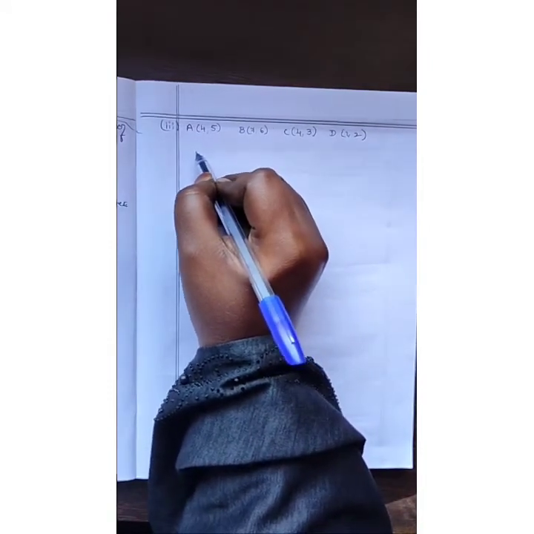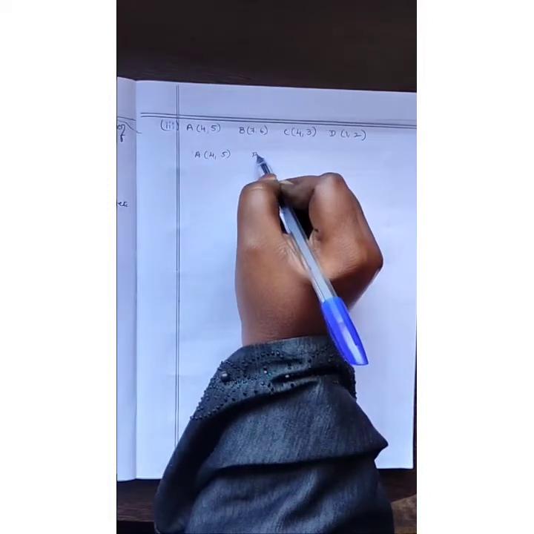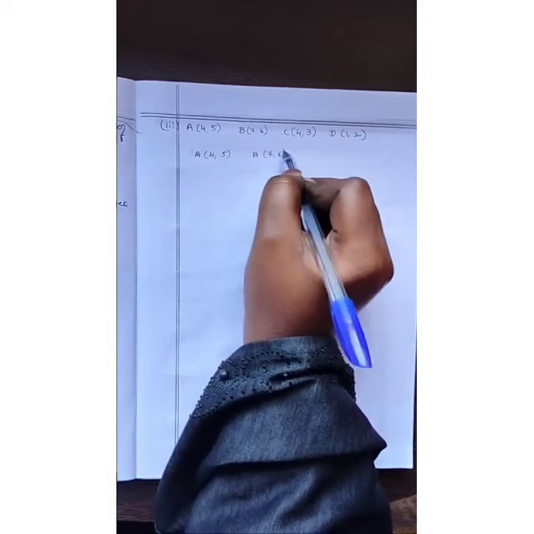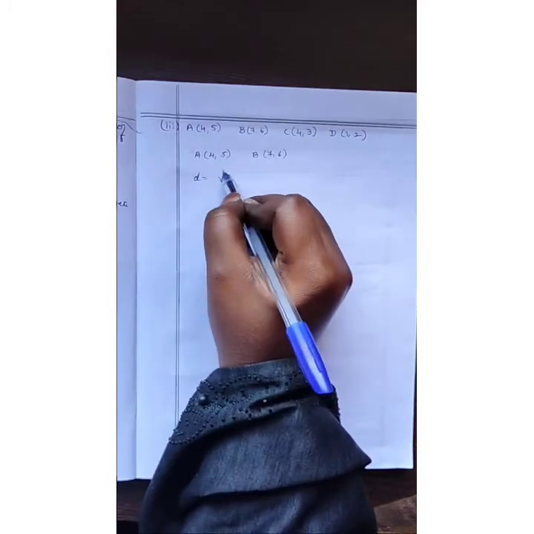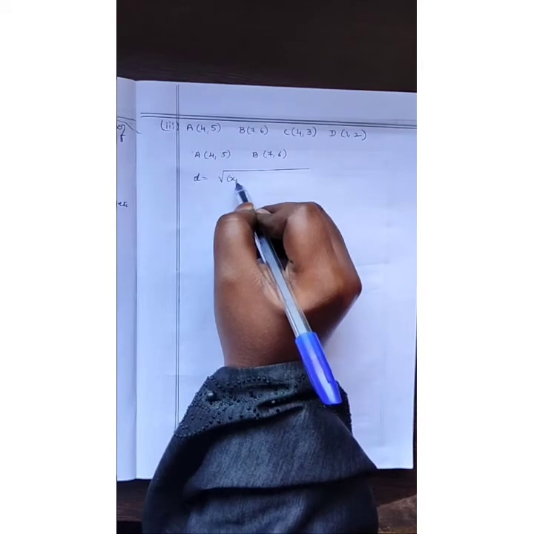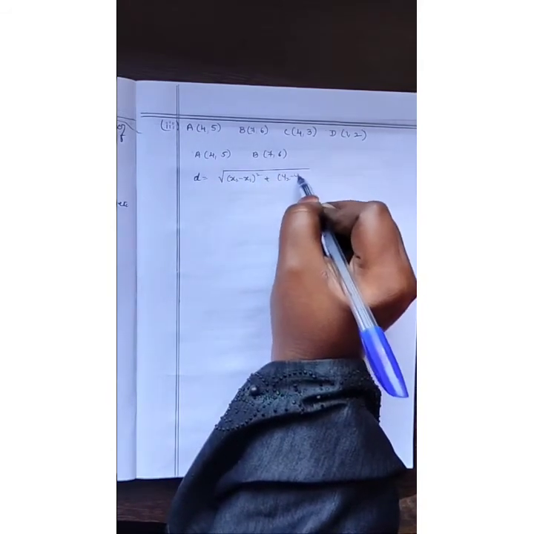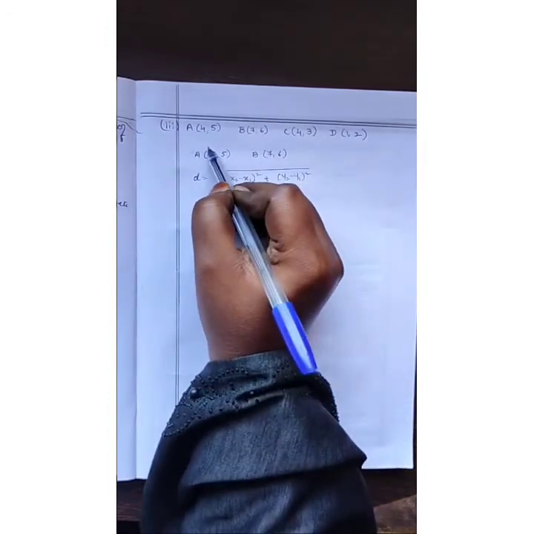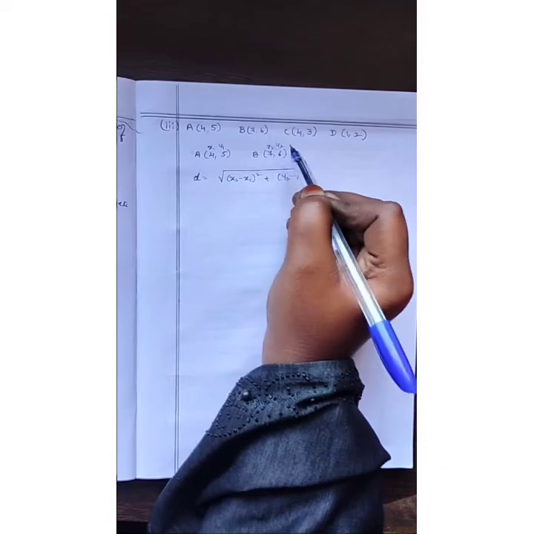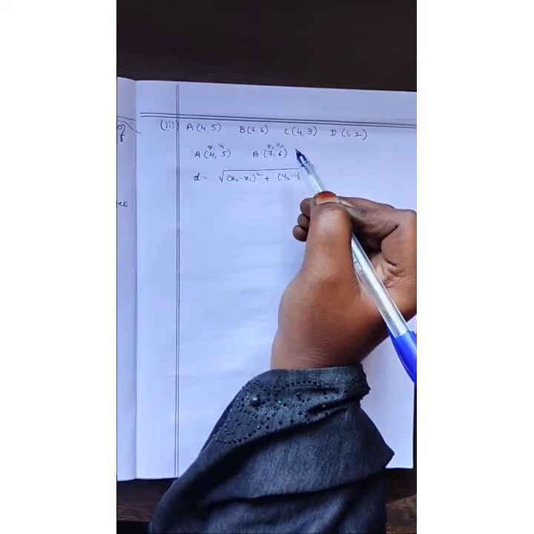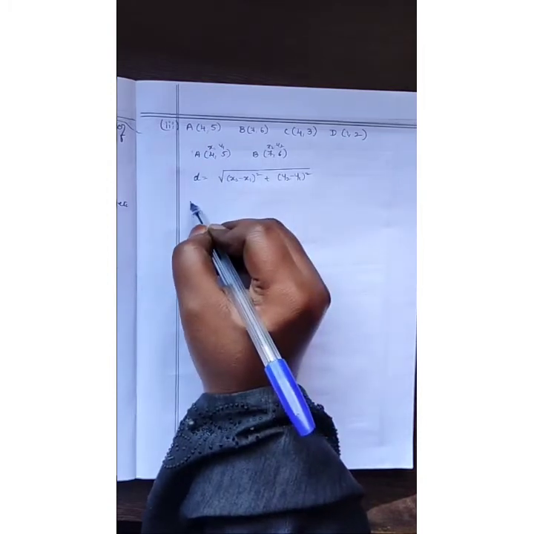First we will calculate for AB. A value is (4, 5) and B value is (7, 6). Okay. Now apply the distance formula. D equal to root of (x2 minus x1) whole square plus (y2 minus y1) whole square. Consider this as x1, y1 and this as x2, y2. Okay. Now apply these values in this formula.